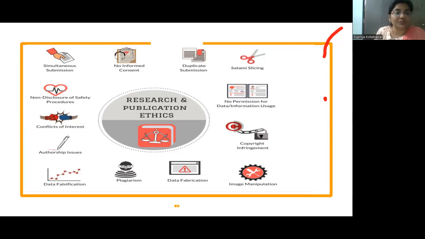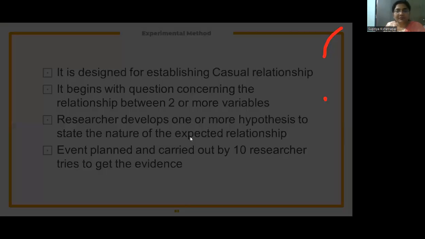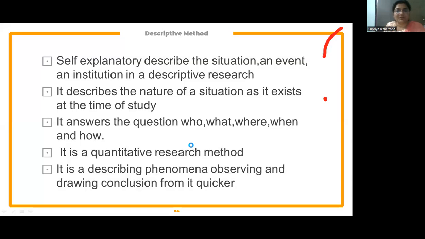Again, regarding the authorship issues, okay, so if you have taken any help from the other people, then you have to give them authorship. Then there are certain other issues like conflicts of interest between the people, and non-disclosure of the safety procedure. These are some other ethics issues. So we must take care of all those things that should not be repeated in our paper, so that we will do research in a very proper way. Okay. So I hope these are clear.